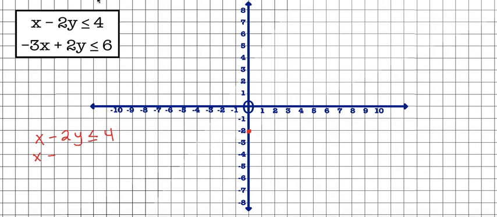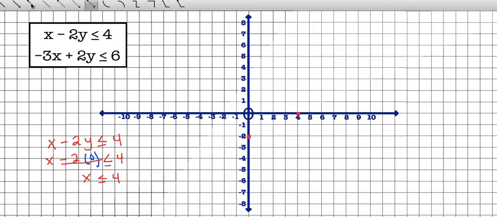So x minus 2 times 0 is less than or equal to 4. And we know that this cancels out because it's just 0. So x is less than or equal to 4. So our x-intercept is at 4, 0. And because our inequality is less than or equal to, we're going to use a solid line.